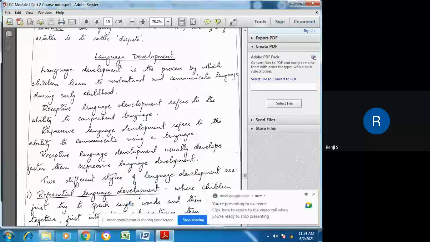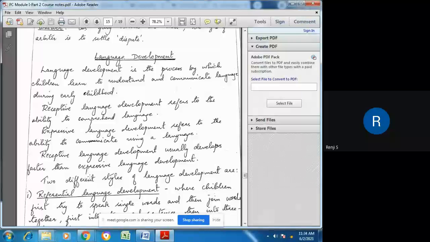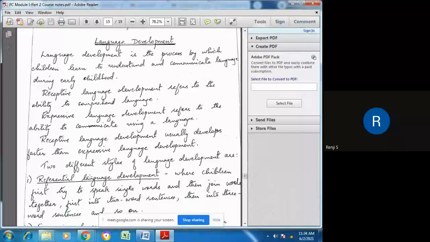So, language development, that is how we are going to develop to speak a new language. How are we going to understand a new language? And that is what is meant by language development. And the best example when we speak about language development is how children learn new languages. Children learn to speak our language. And that is the best comparison given here regarding how language is developed. So, it is the process by which children learn to understand and communicate language during their early childhood.